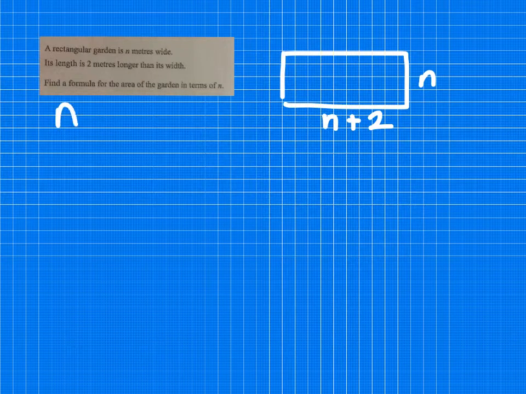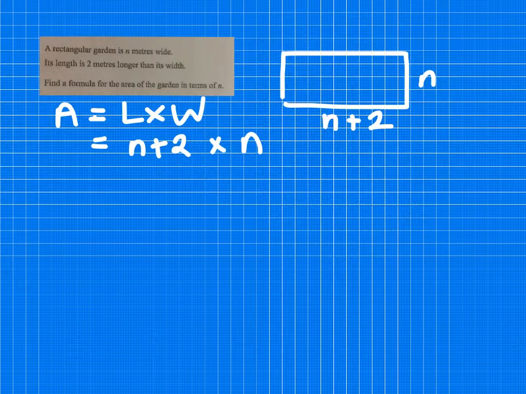The area of a rectangle is length times width. So in this case, we're just going to be doing length, n plus 2, times n. It's very important, however, that you put the n plus 2 in a bracket because we need to work out the whole of the length before we multiply by the width. And to make it a little bit tidier algebraically, we would normally put the n first, then the bracket n plus 2. We don't need to show the times sign when we're multiplying.